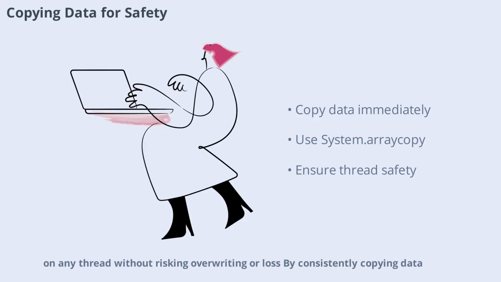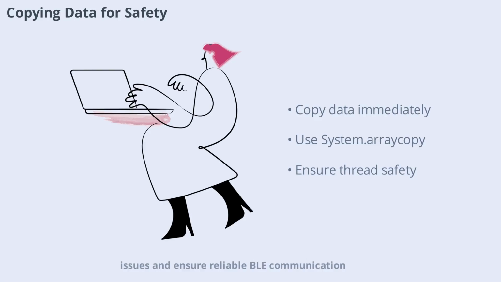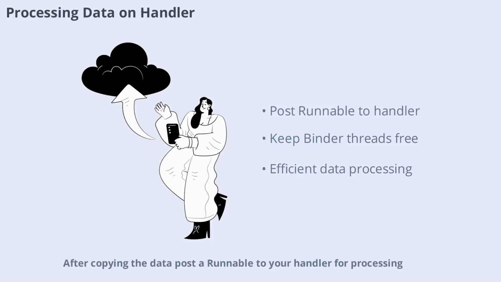By consistently copying data, you protect your app from threading issues and ensure reliable BLE communication. After copying the data, post a runnable to your handler for processing. This keeps binder threads free and allows you to handle data on your chosen thread. By using a handler, you can manage BLE operations efficiently and avoid blocking critical threads. This approach is recommended for all BLE applications to maintain responsiveness and reliability.